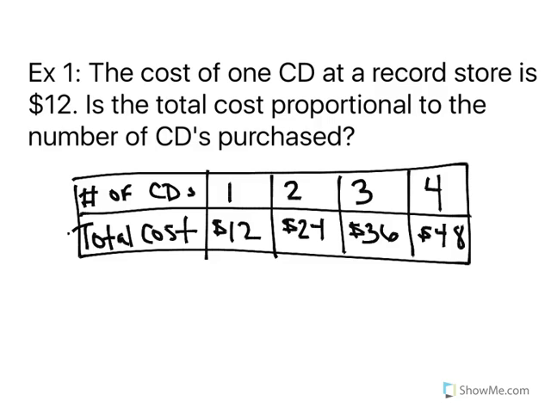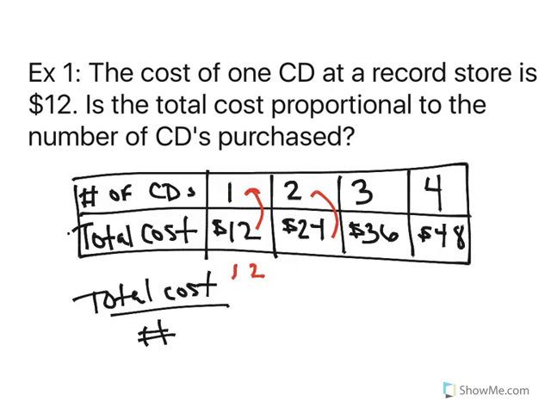When it's asking you if it's proportional, it's pretty much asking, is there a pattern? So we're going to take the total cost and divide it by the number of CDs. 12 divided by 1 is 12. 24 divided by 2 is 12. 36 divided by 3, are you seeing a pattern? 48 divided by 4 is 12.